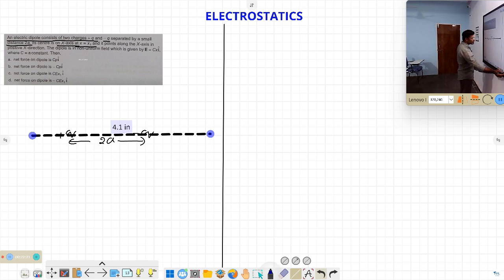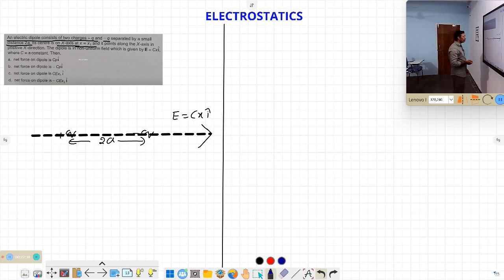Now in this case, along the x-axis, the dipole moment is in a non-uniform field. That means in this direction, if you apply the electric field, the same direction is the electric field acting. In the same direction the electric field is acting, and that electric field value is equal to C x times i cap, as given. Here you have to understand that the dipole moment is always from negative to positive. So I am taking this as the negative charge and this one as the positive charge. So the dipole moment will be in this direction.